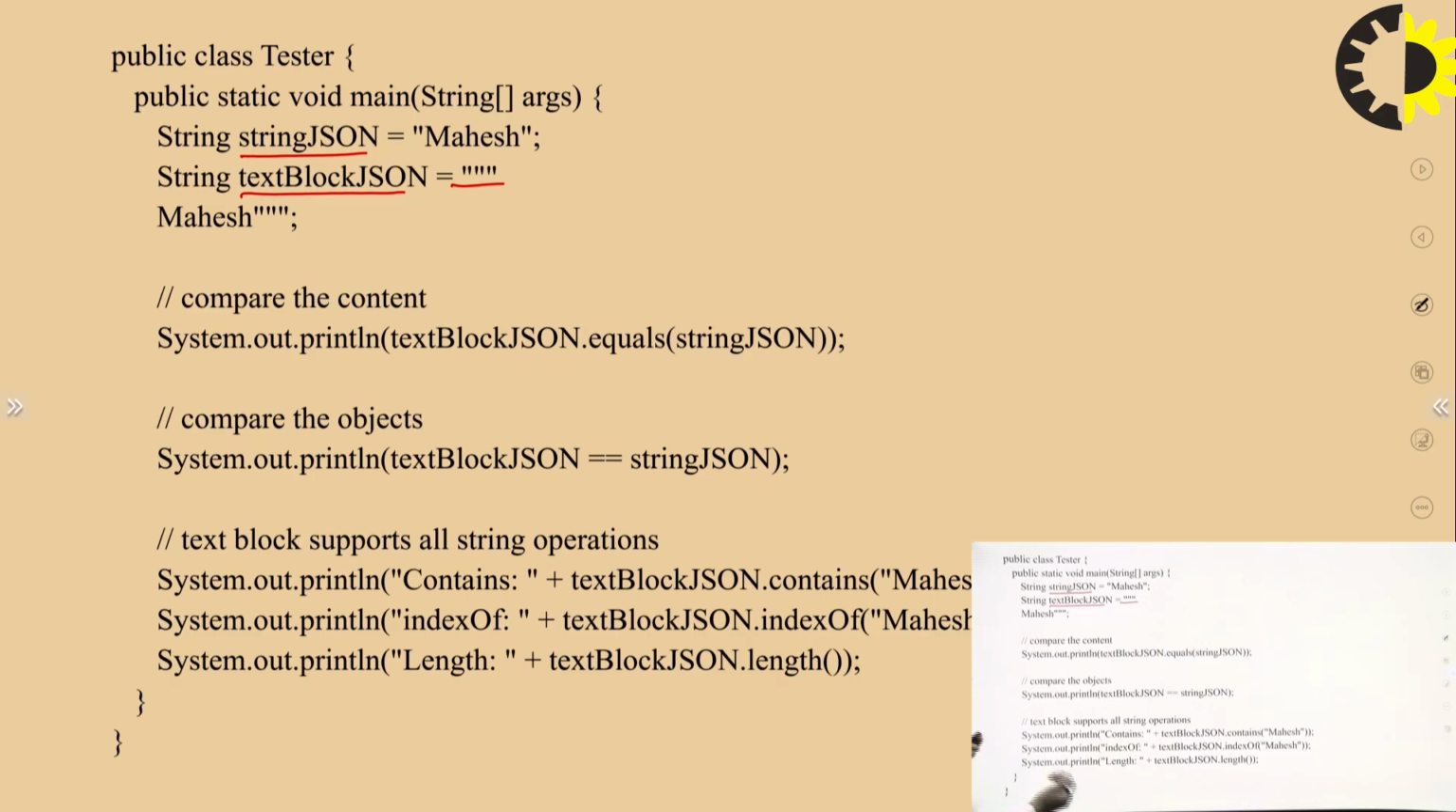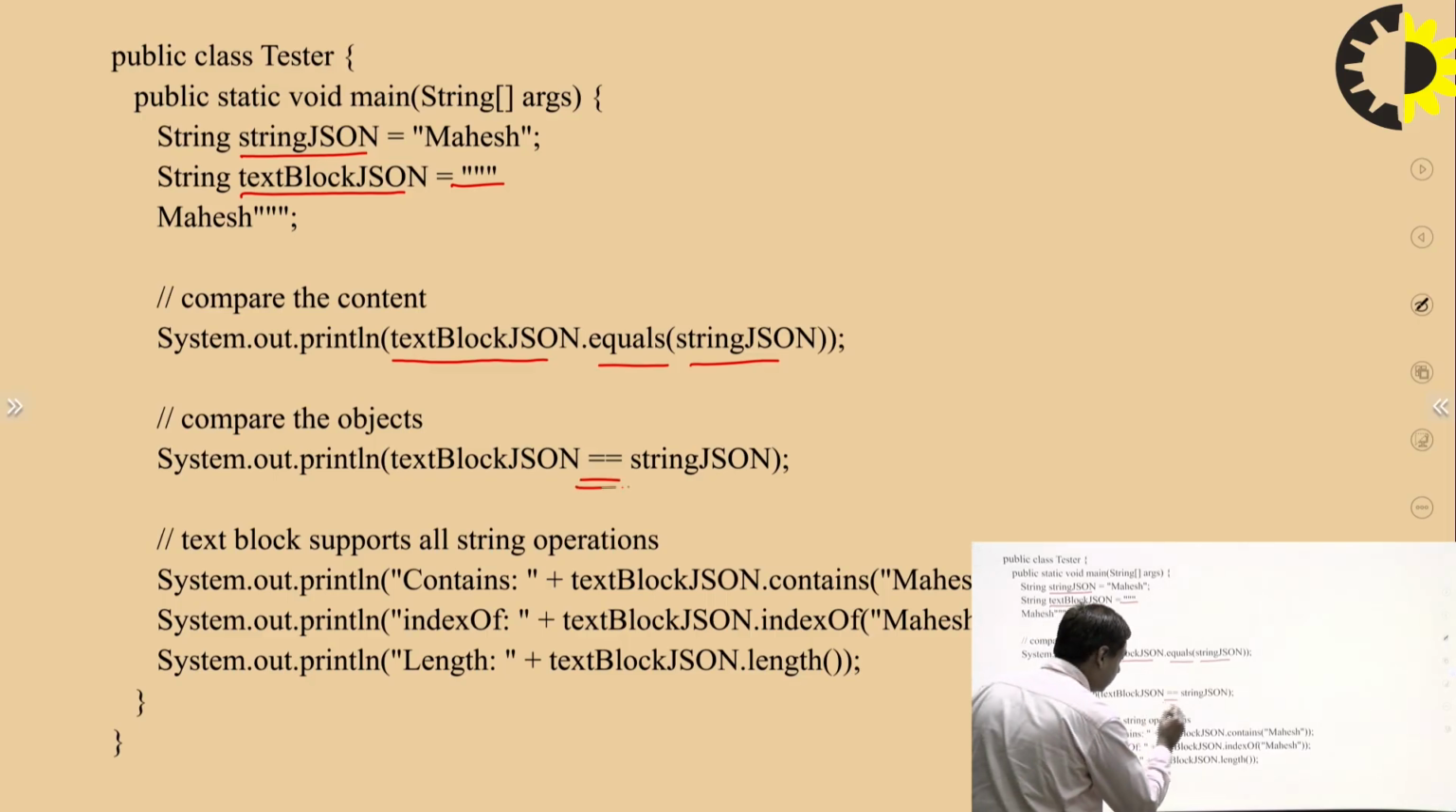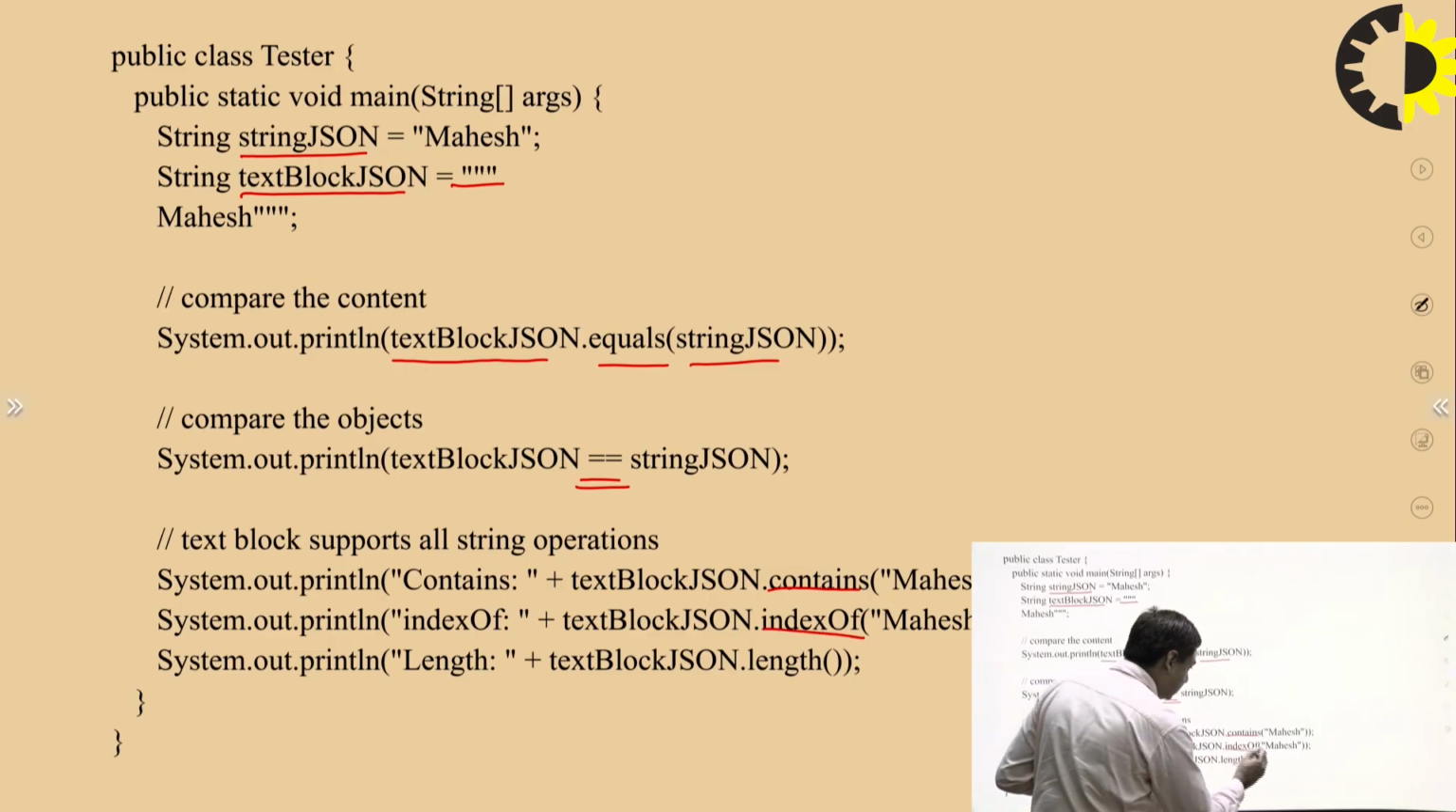Next, we are just using the string operations. Equals is the method that we are going to apply on the variable text block JSON, and we are matching it with the simple variable. So equals operation is applicable. This equal to operator is also applicable, and we can apply contains. This method is also applicable. Index of method is also applicable, and length is also applicable.